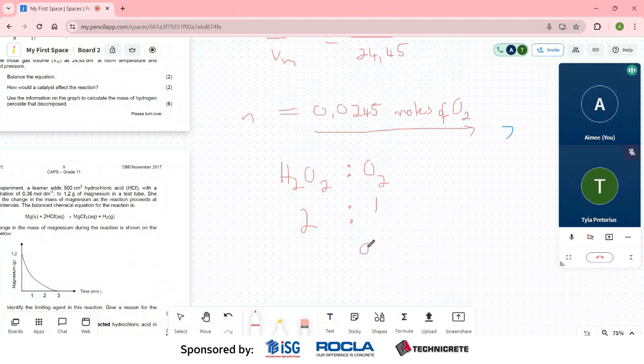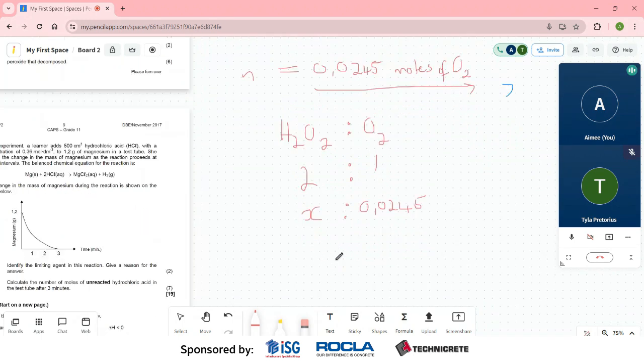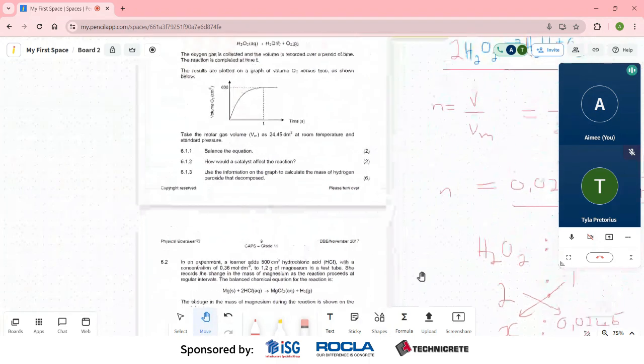So if we have 0.0245 moles of oxygen, what does that X correspond to? So you cross multiply. X is equal to, and we multiply our value by 2, which gives us a value of 0.049 moles of H2O2. So that's the number of moles of H2O2 that we started with.